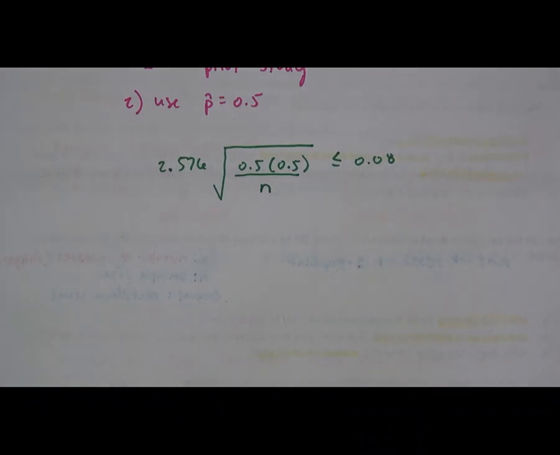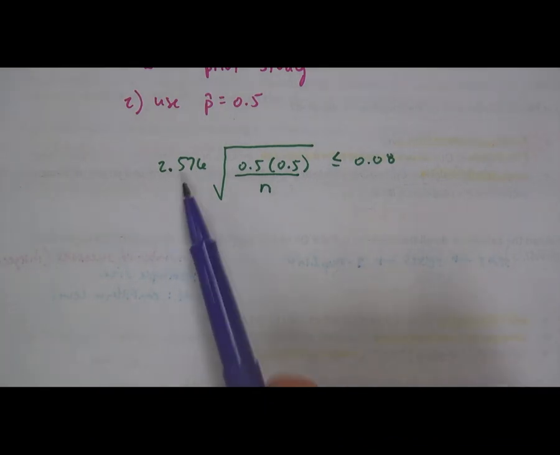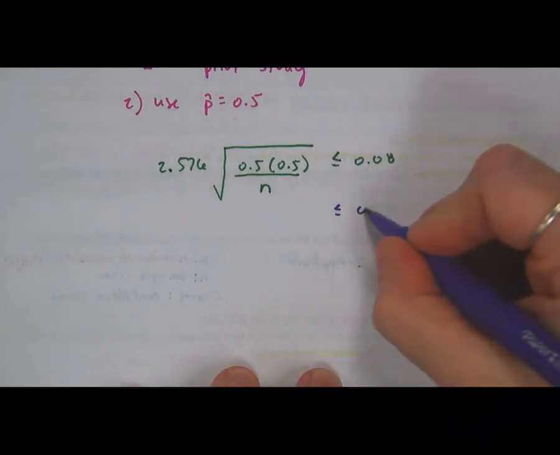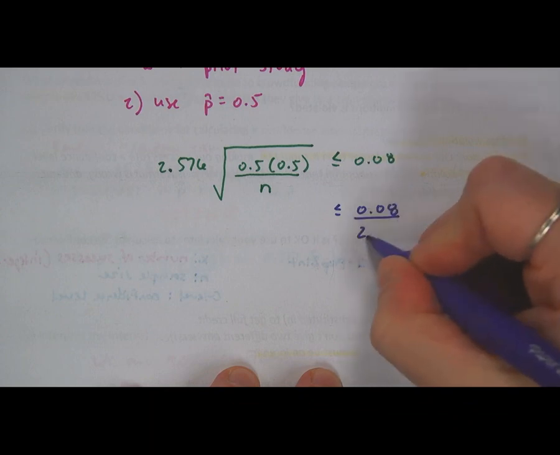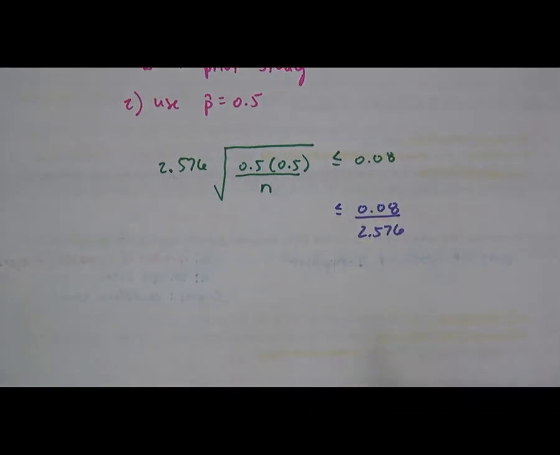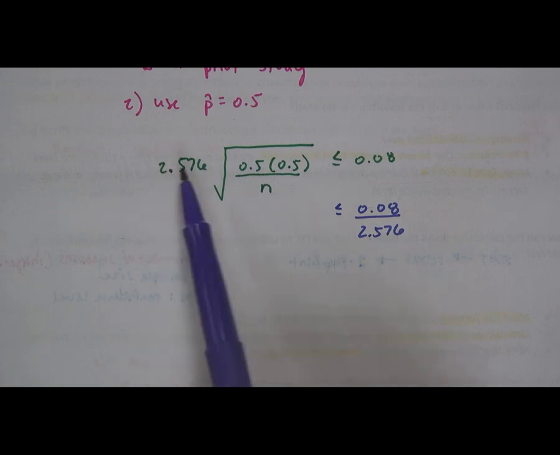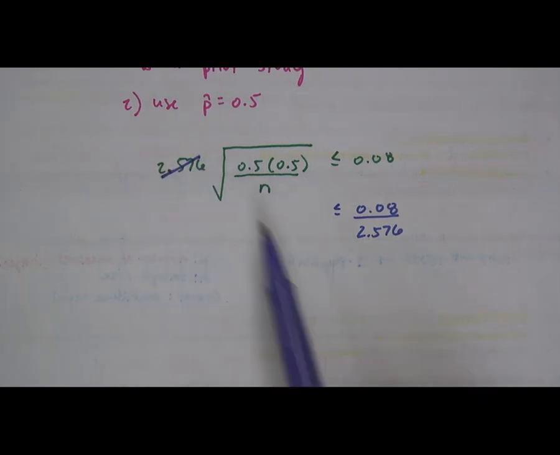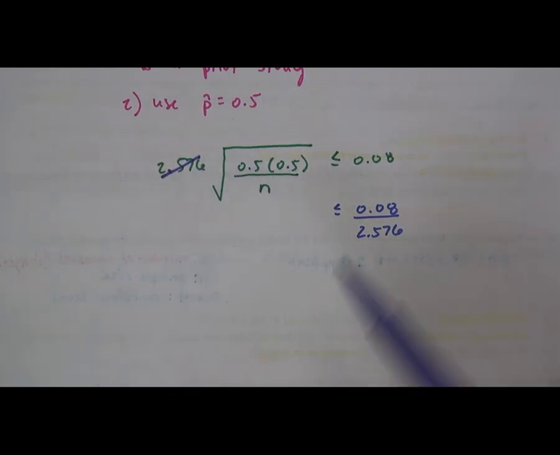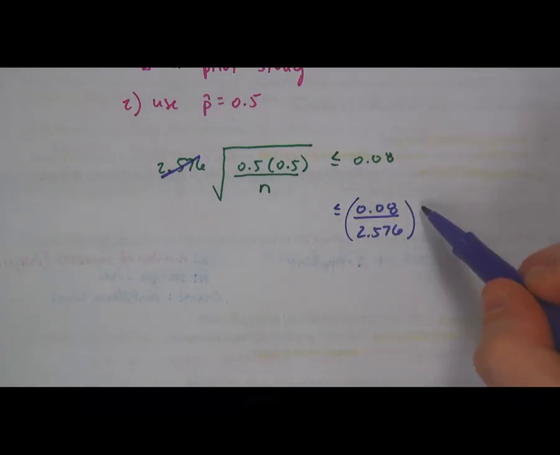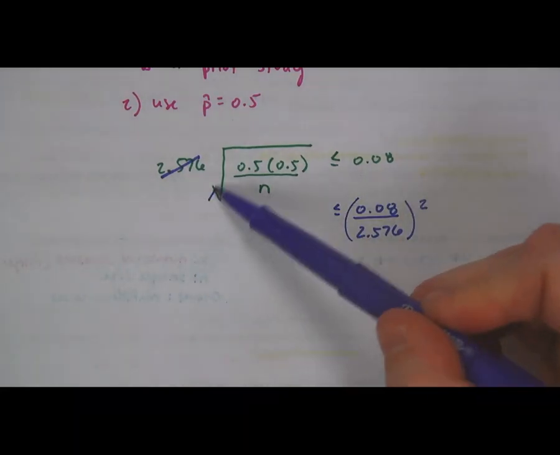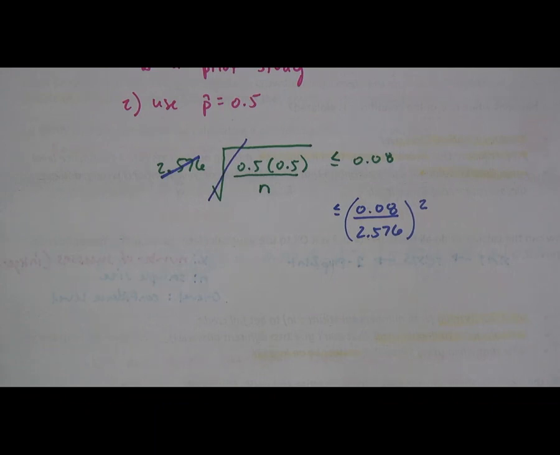So now we are just going to do some algebra. The first thing I'm going to do is divide both sides by 2.576. Think about what that would result in. Now this is gone, and now I've got the square root over here. To get rid of the square root, I would have to square both sides. I'd get rid of the square root symbol, and I'm going to go ahead and calculate 0.5 times 0.5.